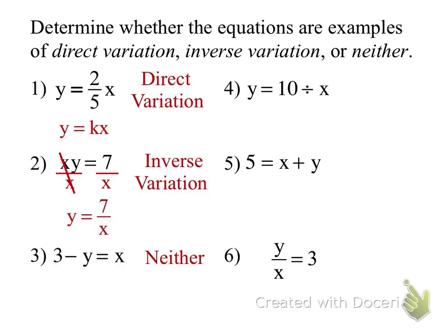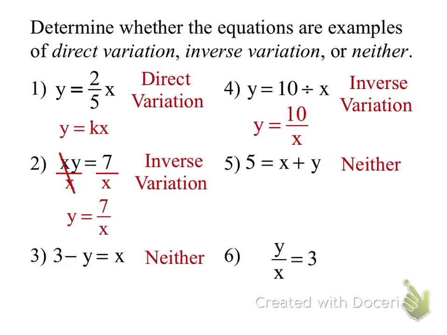Okay, next one. Number 4. Yes. It's an inverse because 10 would be k, and for an inverse it's y equals k over x. Yeah, it's really 10 divided by x, so that makes it an inverse variation. Number 5. Neither. It's not y equals kx, and it's not y equals k over x. Number 6. It would be inverse.